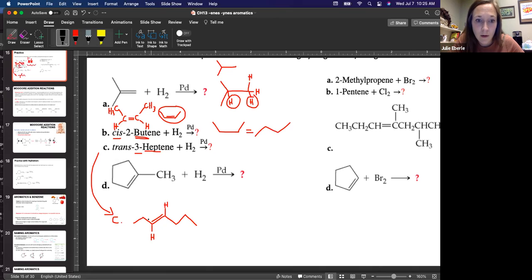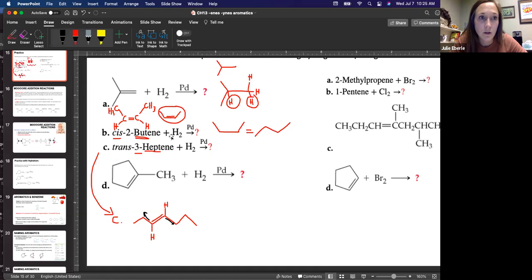You got one carbon substituent pointing up and one pointing down. So the carbon substituents are pointing opposite directions, which is the opposite of what we see with cis up here, where they're both pointing the same direction. Okay, so that's trans-3-heptene.